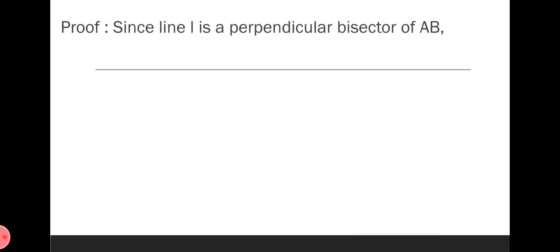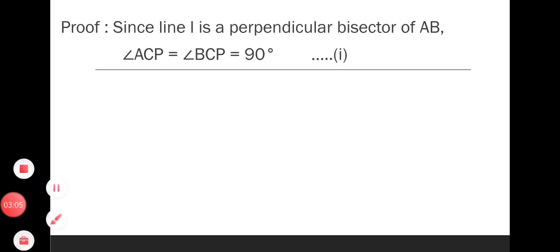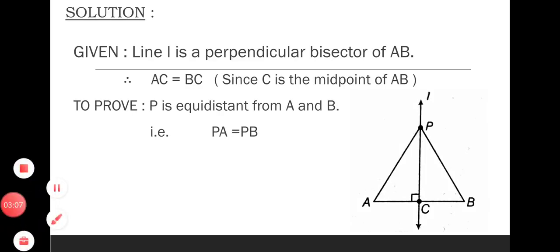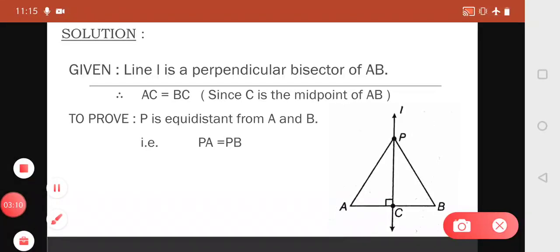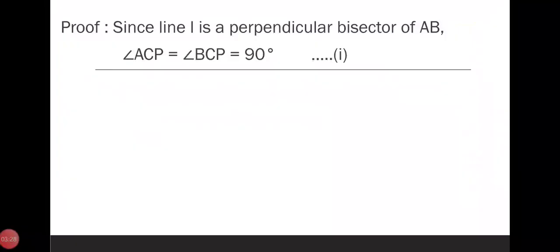Since L is a perpendicular bisector of AB, therefore angle ACP equal to angle BCP equal to 90 degrees. Let it be number 1. You can see in the figure that as line L is perpendicular to AB, angle ACP will be equal to angle BCP and both will be 90 degrees. Since L is a perpendicular bisector, we will get both the angles as 90 degrees.